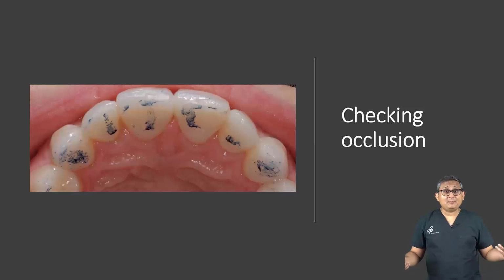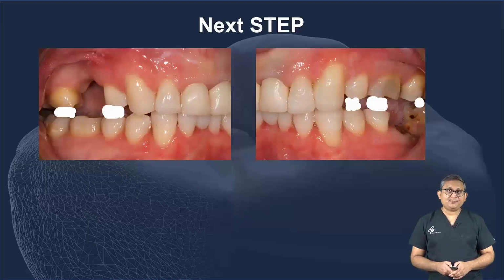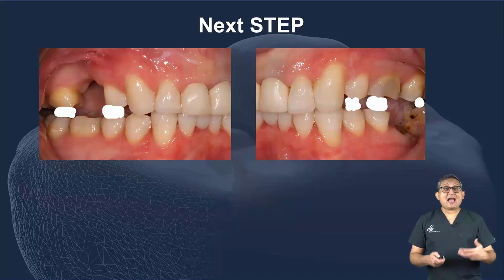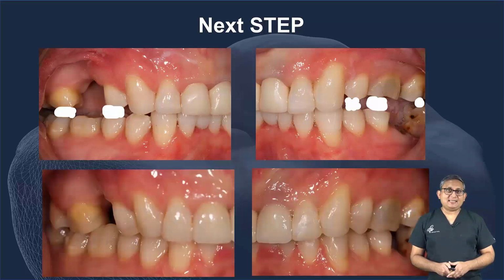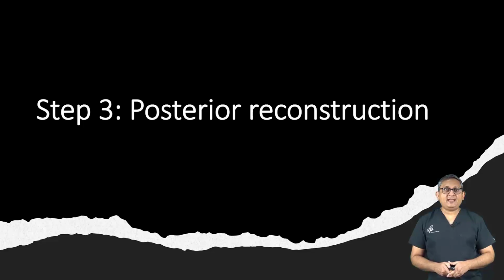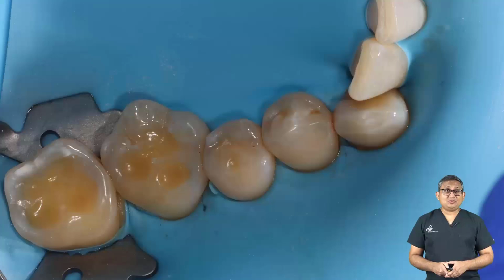So that's your step 2 completed, and you need to just check, make sure that you have canine guidance on lateral guidance, and on protrusive, you have your centrals and laterals contacting. Once that anterior step 2 is done, now you need to restore your posterior teeth from there to there. And then you need to do posterior reconstruction.